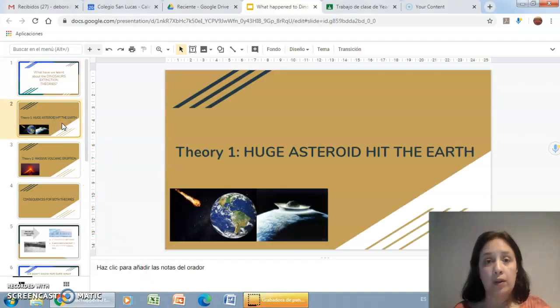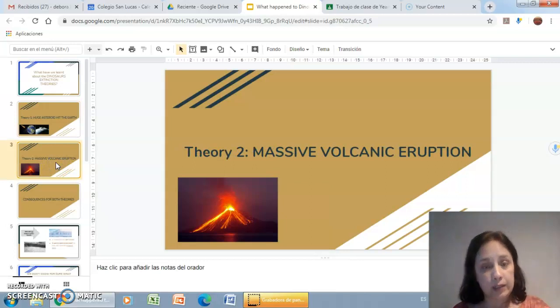We know that there is one theory that a huge asteroid hit the Earth, crashed, and created a very big explosion. Then we learned about theory 2, where there was a massive volcanic eruption. Yes? So a volcano, or many volcanoes, exploded. Yes? And a lot of soot and rocks were sent onto the land and into the air.